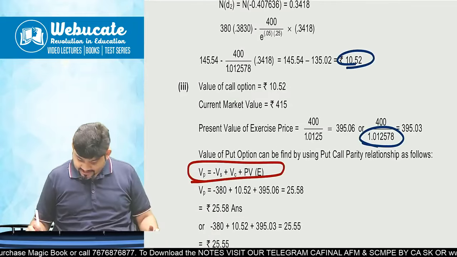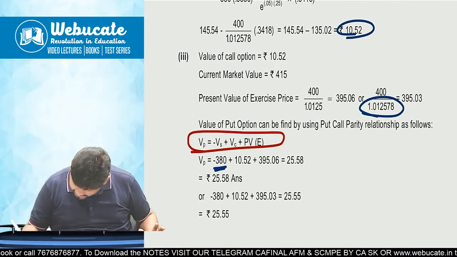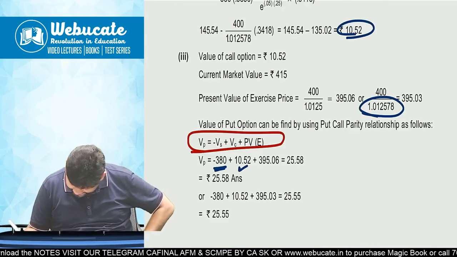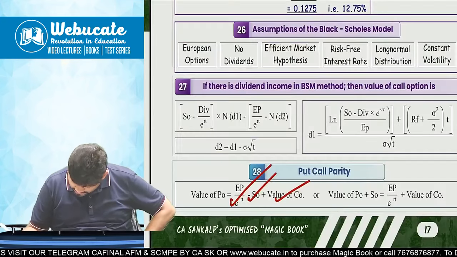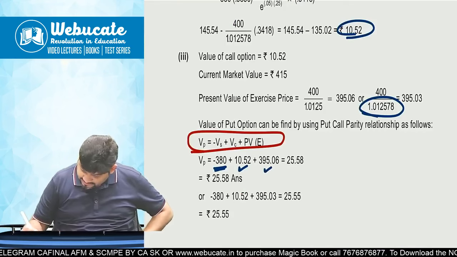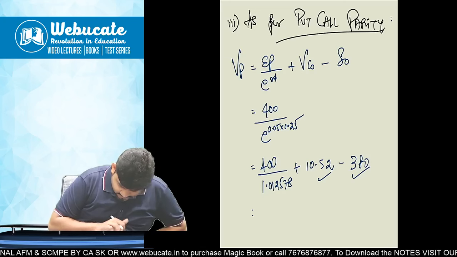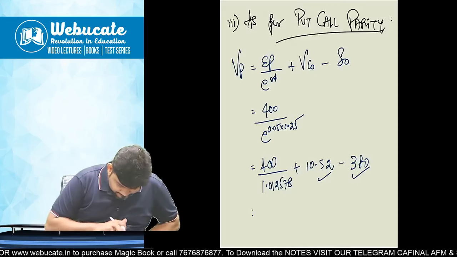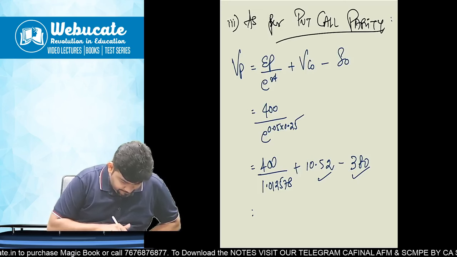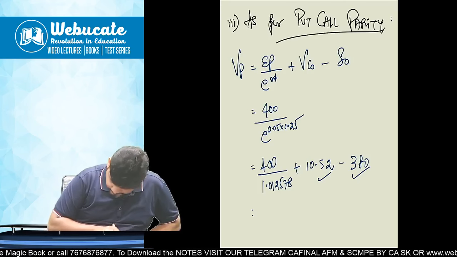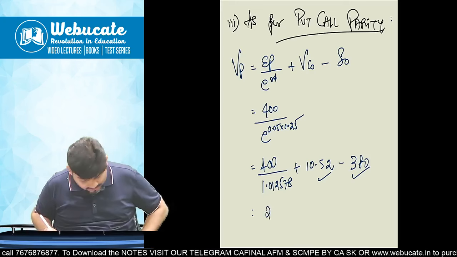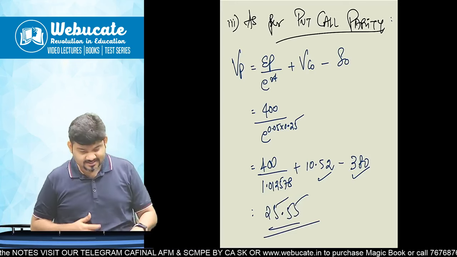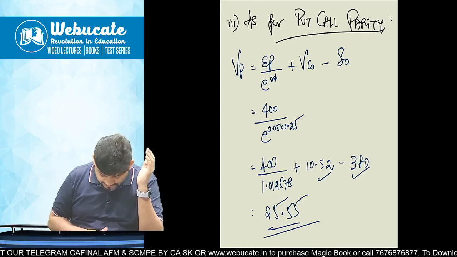It is something else as per them. Let me check. So 380 is the spot. Then 10.52 is the value of call. This is 395.06. So calculation error, 25.55.